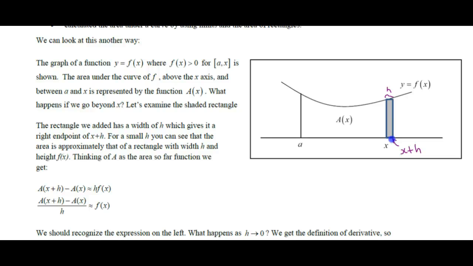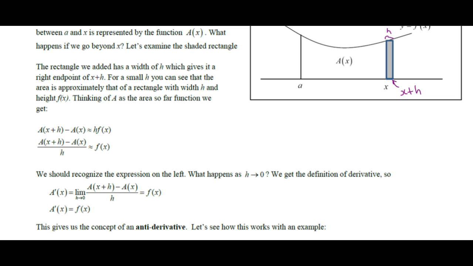If we think of A as the area so far function, then if we talk about A of x plus h, we're talking about this whole area, from here all the way to here. If we subtract from that the area of x, we're going to be left with the area of this rectangle. So A of x plus h minus A of x is approximately equal to the area of that little rectangle we added, which has width h and height f of x, so h times f of x. All right, dividing both sides by h, we get A of x plus h minus A of x over h.